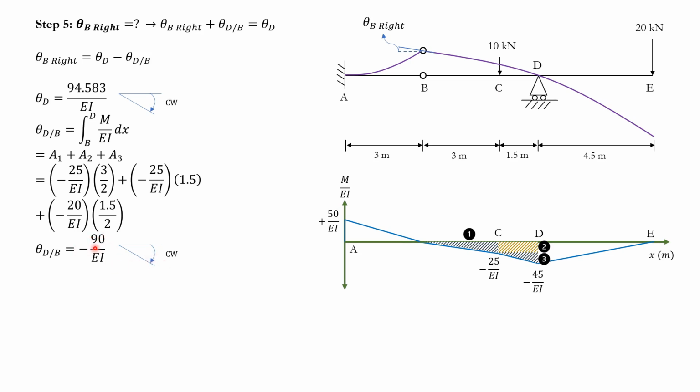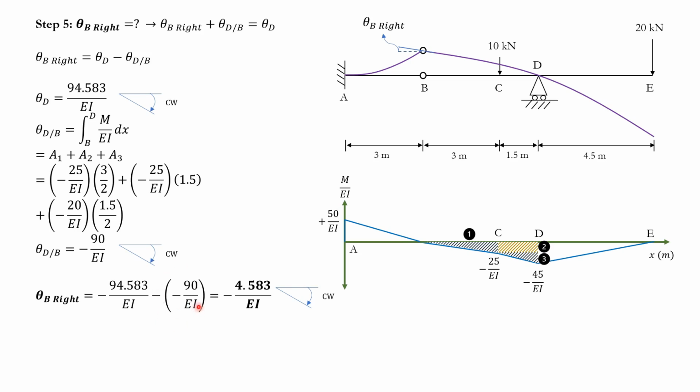And that is negative. Negative means what? Clockwise. So what you do, theta D, here is where it's important. So theta D is clockwise. So clockwise, you can just assume it's negative. So negative 94.583. For theta D with respect to B, oh, it's negative as well. So it's negative minus negative.